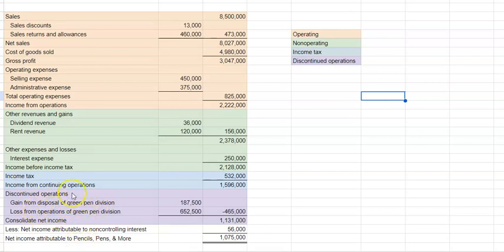Usually when you're doing a problem, it has to be pretty clear whether or not that specific division is significant or not. So for example, if we have a division of our company that is so insignificant, the amount of revenue that it generates is immaterial to us, it really would not go in the discontinued operations section, right? But now if the division we discontinued is significant, then we will have a special area down here called discontinued operations.